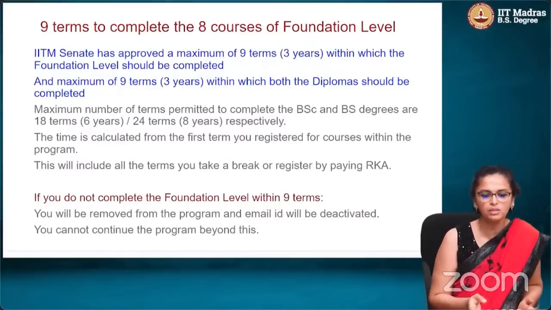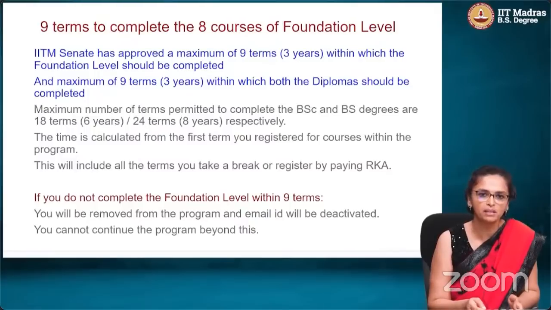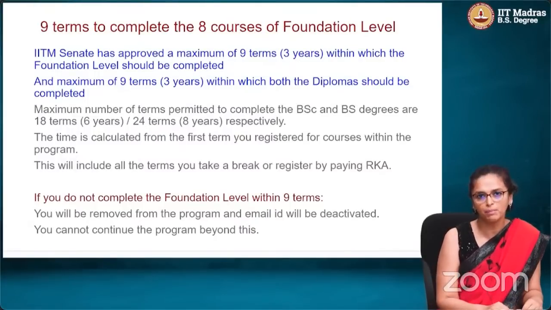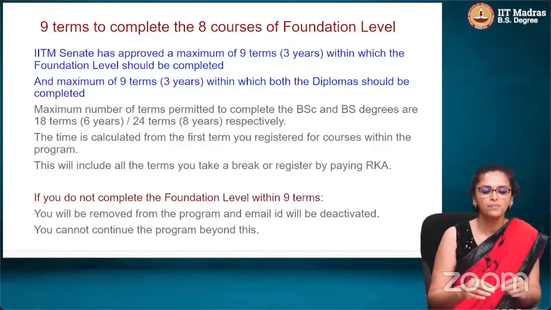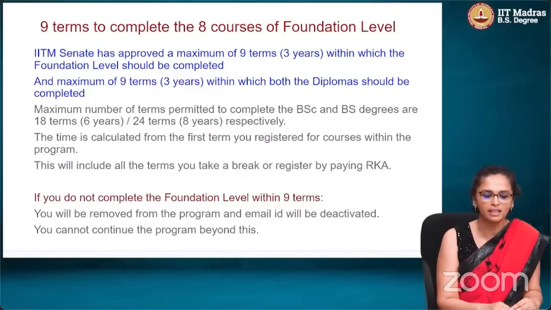But for now, the IITM Senate has approved that the foundation level should be completed in a maximum of 9 terms or 3 years. And both the diplomas should be completed within a maximum time of 9 terms or 3 years. Okay. So, this is something you have to keep in mind, and the time is calculated from the first term you registered for courses within the program.